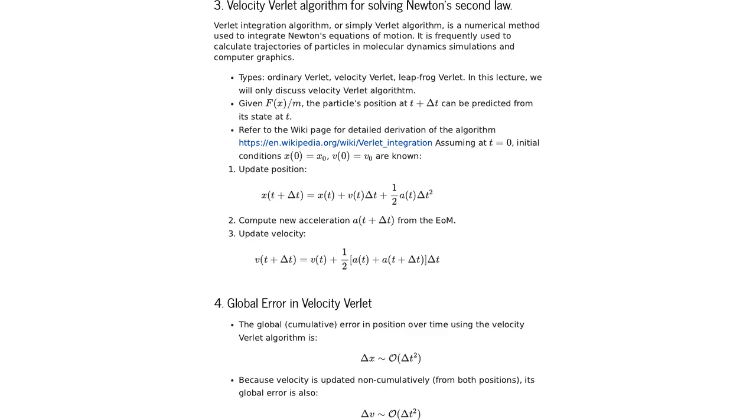It is also important to understand the accuracy of this method. The global, or cumulative, error in position over time when using the velocity Verlet algorithm is on the order of delta t squared. Similarly, because the velocity is updated using both current and future accelerations, its global error is also on the order of delta t squared.